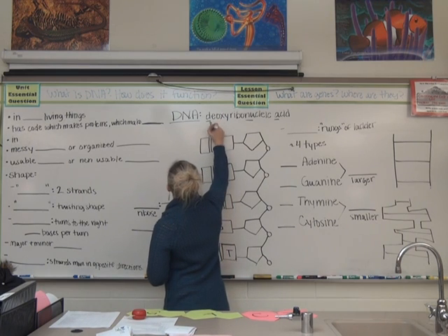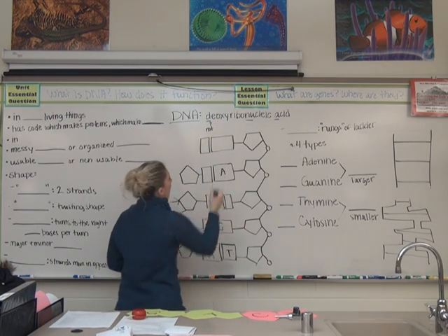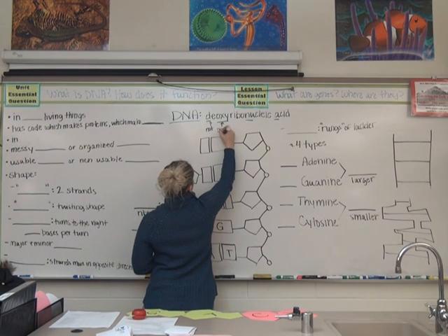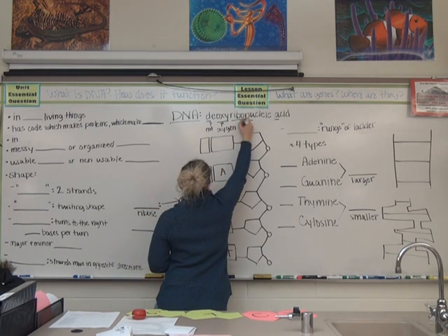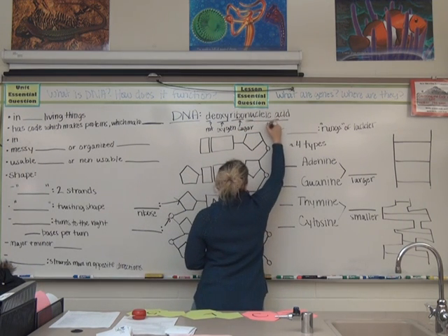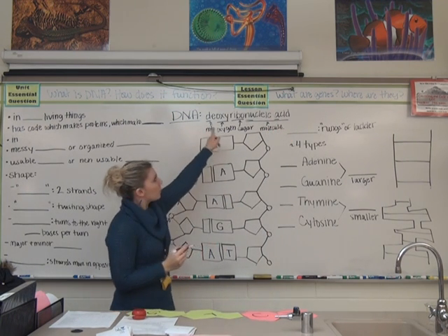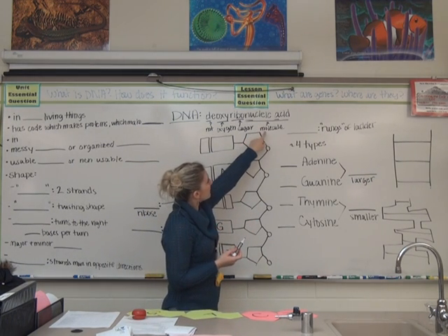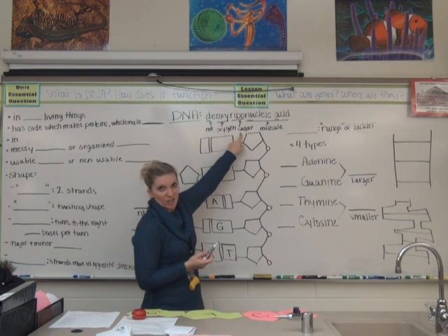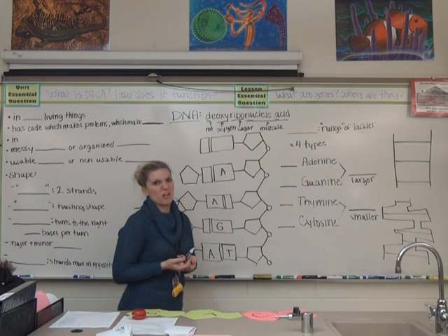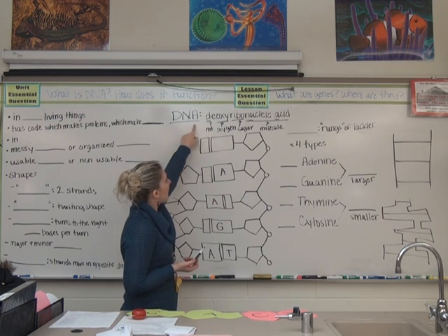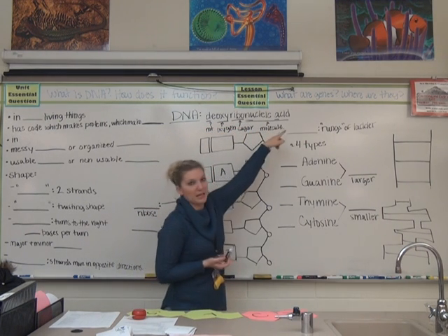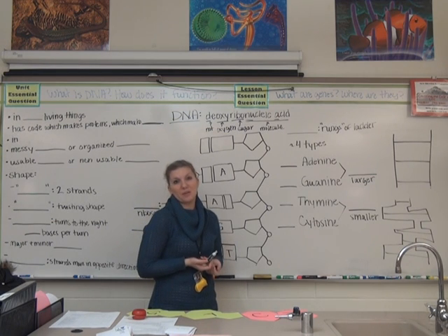De means not. Oxy means oxygen. Ribo is a type of sugar. And nucleic acid is a molecule. So the huge word DNA, that sounds really scary, is basically just telling you that it's a molecule with sugar that doesn't have oxygen, which is kind of strange for a type of sugar. So DNA is deoxyribonucleic acid, a molecule that has sugar without oxygen.